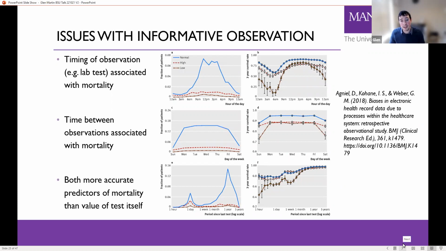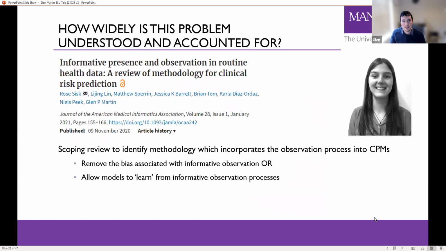And so if we're modeling longitudinal data using routinely collected data to build predictive models, we need to think about this concept. And this is something that many people are looking at, but in our group, this is Rose, who's looking at this as part of her PhD. So Rose recently published a scoping review to try to summarize the methodology that could tackle these issues that I've been describing on the previous slide.